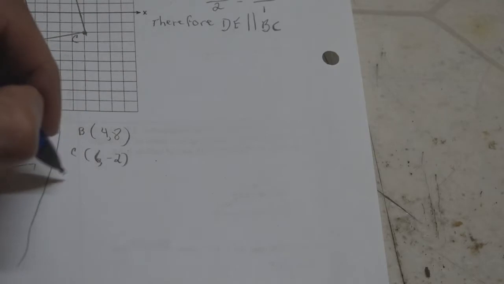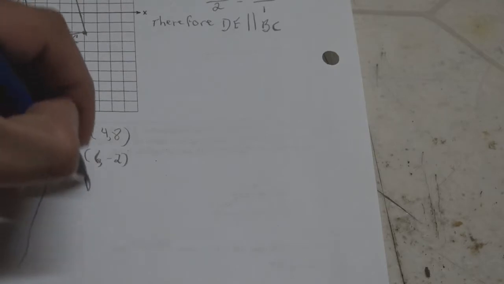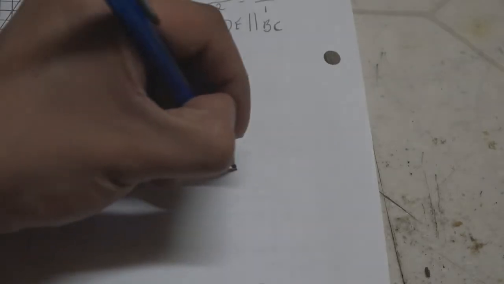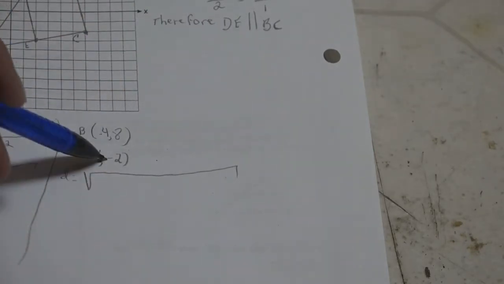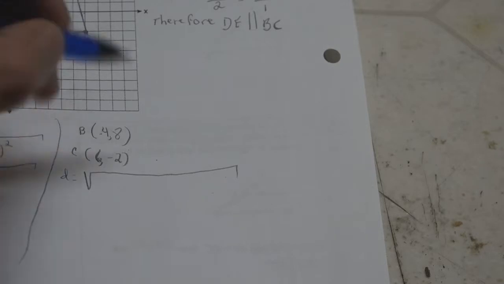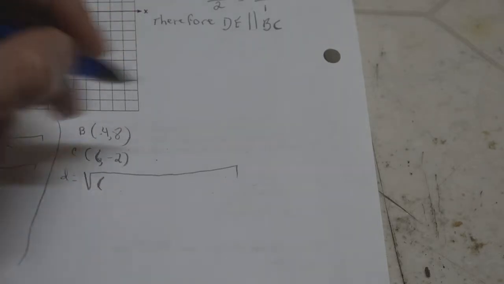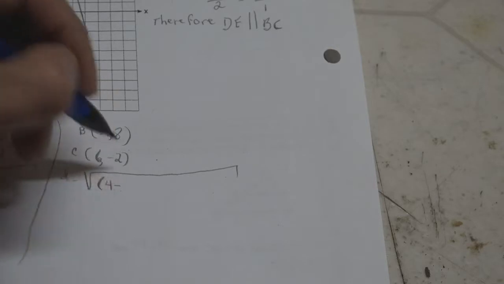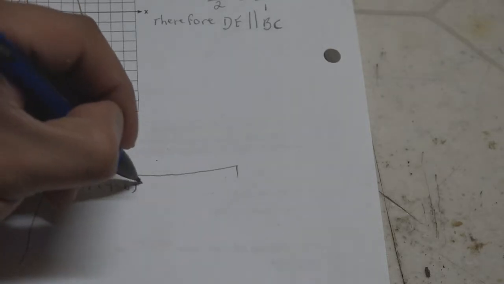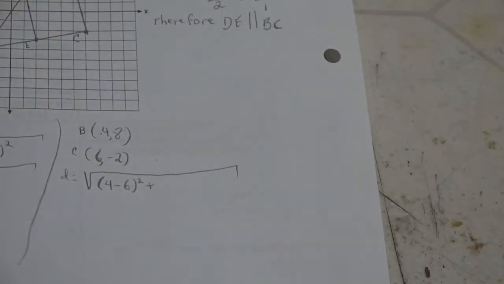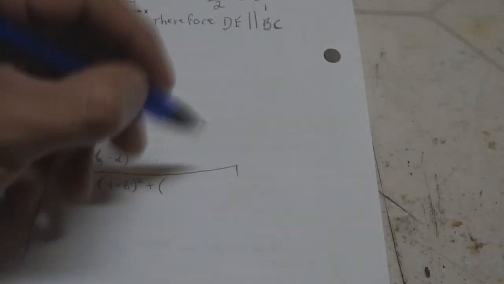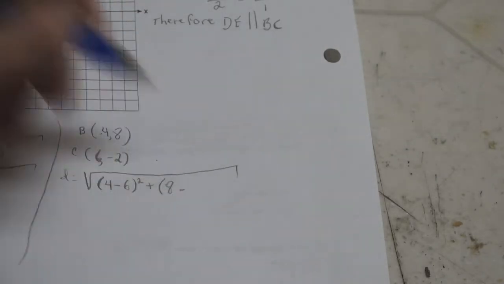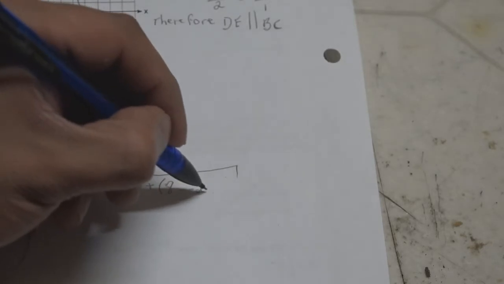Now we know how to find the length. I'm going to use the distance formula. I'm not going to write it down because you already have it on your paper. I'm just going to help you solve the problem. I'm going to call these the 1s and these the 2s. So x1 minus x2 squared, 4 minus 6, plus y1 minus y2, which is 8 minus negative 2.